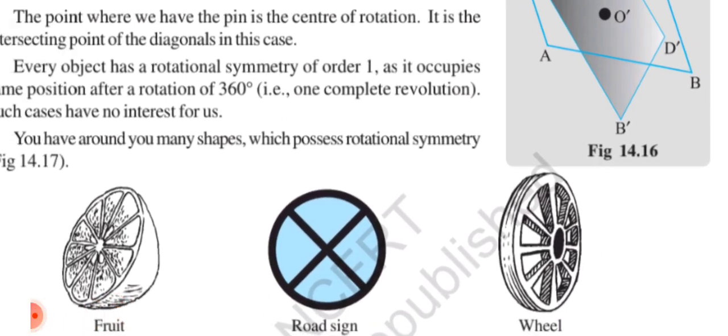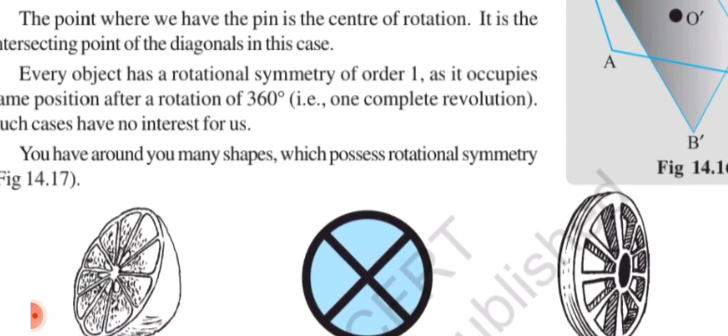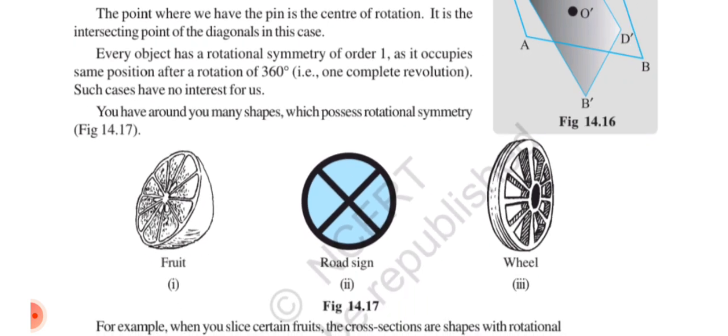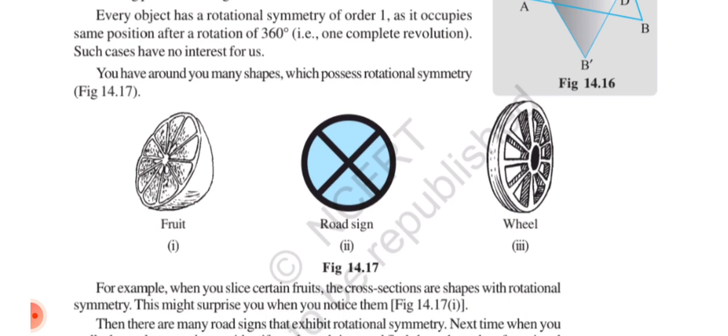The point where we have the pin is the center of rotation. It is the intersecting point of the diagonals in this case. Every object has a rotational symmetry of order 1 as it occupies the same position after rotation of 360 degrees. Such cases are of no interest to us.